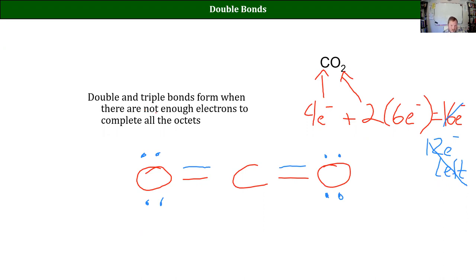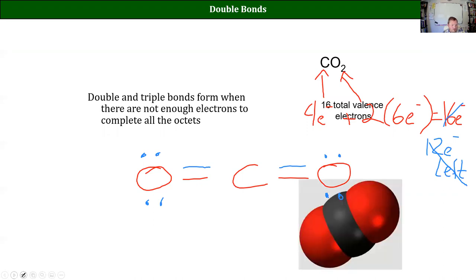All right, and we see that for this. When we actually look at CO2's structure, it does actually wind up forming into a shape that looks about like this, where you get carbon in the middle, oxygen on either end.